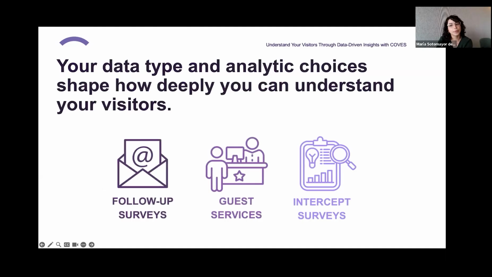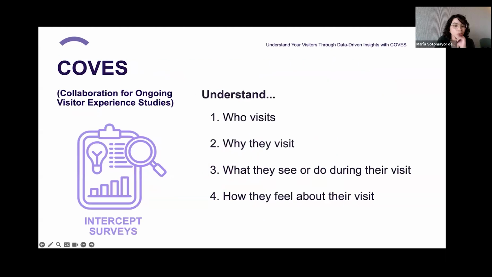Now, to help you understand your data and make comparisons, you first need to know what types of data you can gather. Museums usually collect data through follow-up surveys sent through emails, anecdotal data compiled by guest services, data compiled by ticketing or admission systems, or intercept surveys, which is what COVES is. There are a lot of other ways you can collect data, like interviews, observations, and focus groups, but the ones shown on screen are typically the most common in museums.